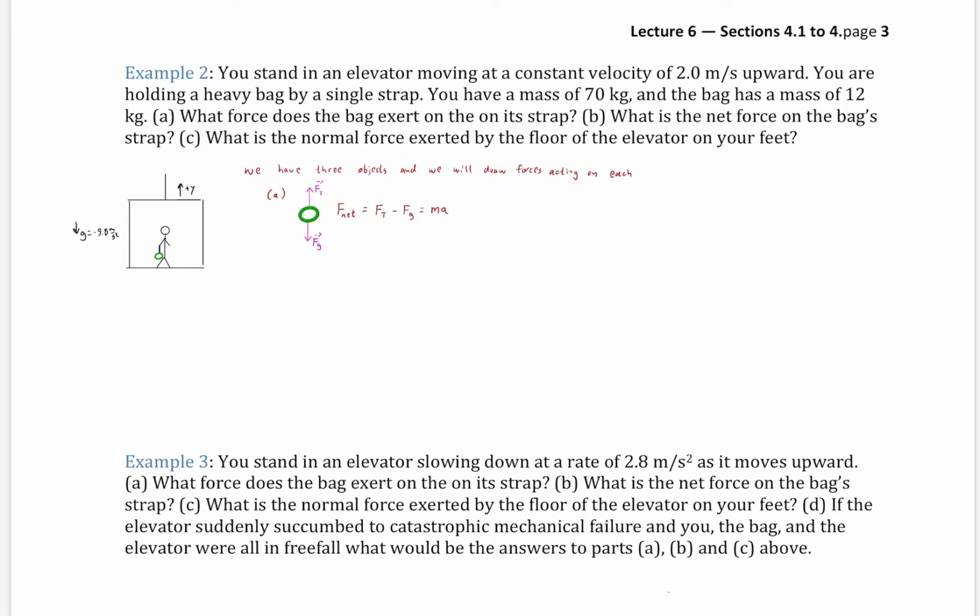So then the net force on the bag is the upward tension force minus the downward gravitational force, and that equals ma. But a is 0 because the elevator has constant velocity, all right? So that means that the tension force equals the gravitational force, as we can see here, by setting them both equal to 0, moving it over. So then the tension force must be equal to 12 kilograms times 9.8, all right?